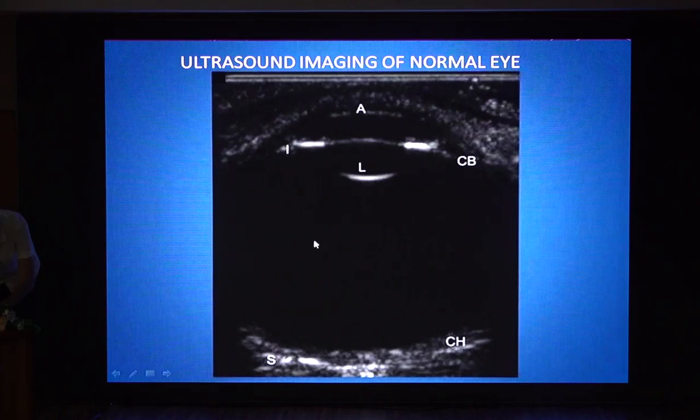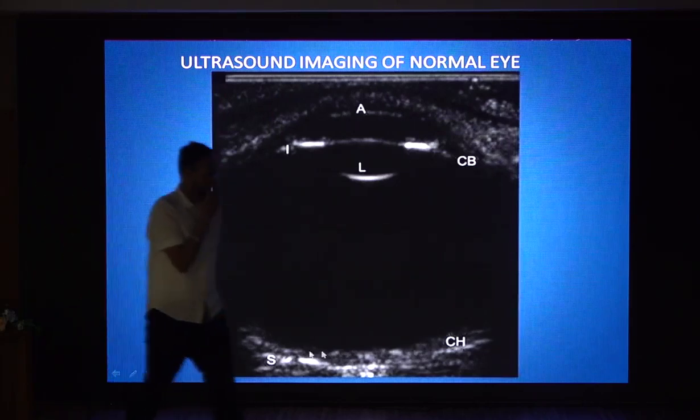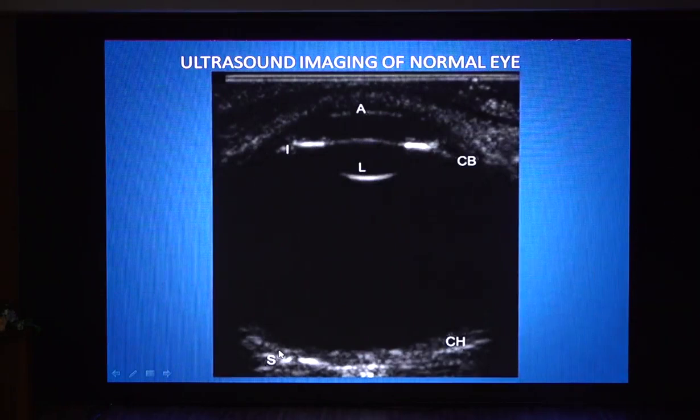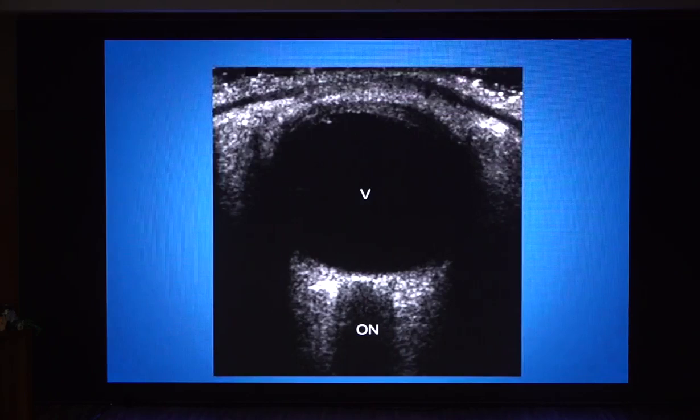vitreous chamber. Now, the thick echogenic outer membrane, which consists of the retina, choroid, and the sclera, is seen. These layers cannot be differentiated on the ultrasound, and this is known as the uvea. Now, posterior to the eye globe, we can see the hypoechoic structure, which is the optic disc and the optic nerve, and this is embedded in the echogenic retrobulbar fat.